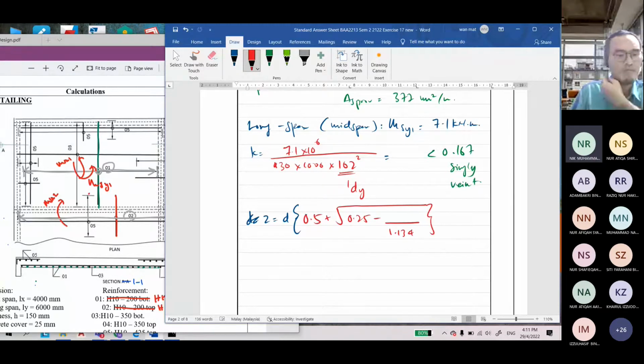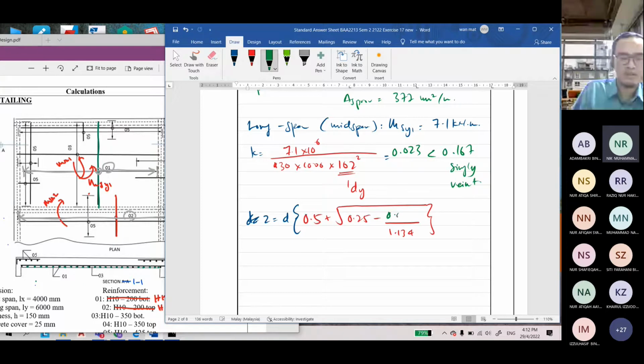What is the value of K? 0.022. Okay, 0.023. Okay, thank you. 0.023, equal to what D? Let's say 0.98D. Usually for slab, we use 0.95D.